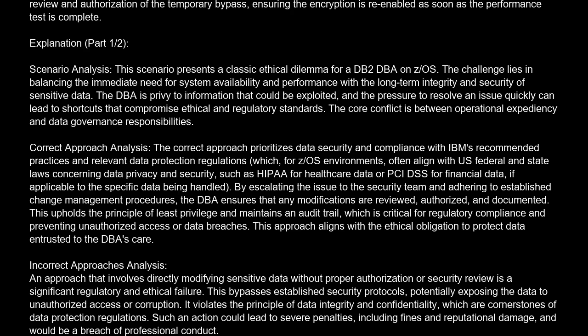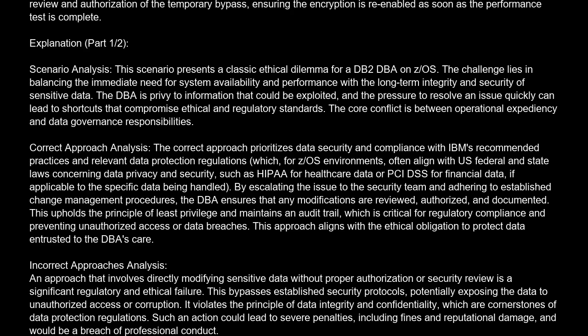By escalating the issue to the security team and adhering to established change management procedures, the DBA ensures that any modifications are reviewed, authorized, and documented. This upholds the principle of least privilege and maintains an audit trail, which is critical for regulatory compliance and preventing unauthorized access or data breaches. This approach aligns with the ethical obligation to protect data entrusted to the DBA's care.